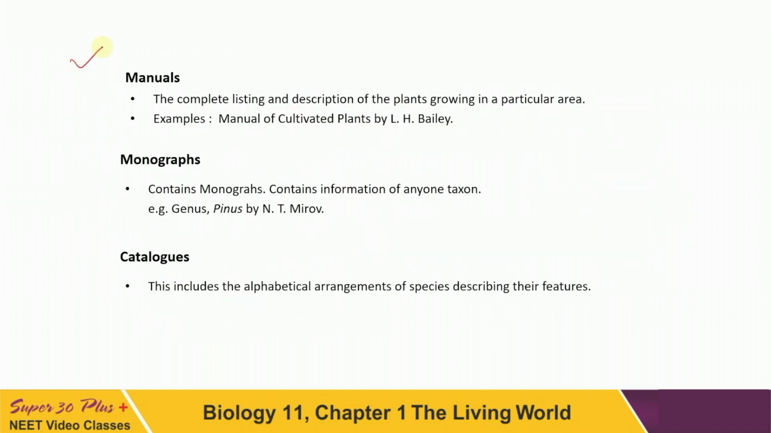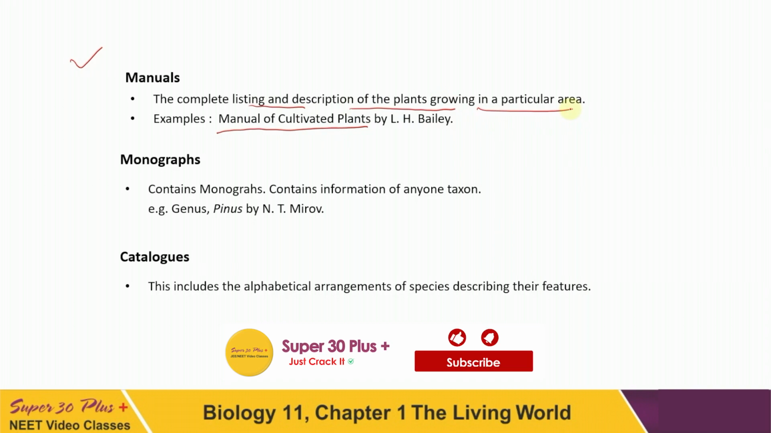What is a manual? A manual is for a group of plants. Here we describe a particular group of plants, for example, a manual of cultivated plants. All the plants will not be kept, only a particular group of plants. That is a complete listing and description of the plants of a particular group found in this particular area. For example, Manual of Cultivated Plants.